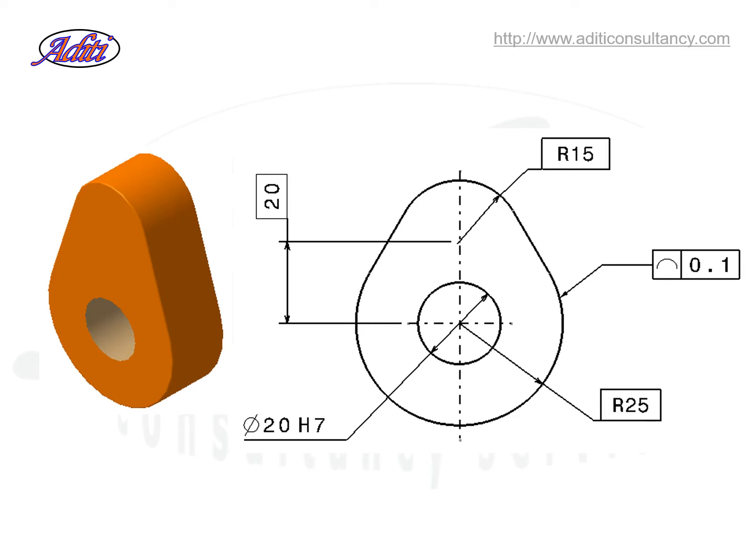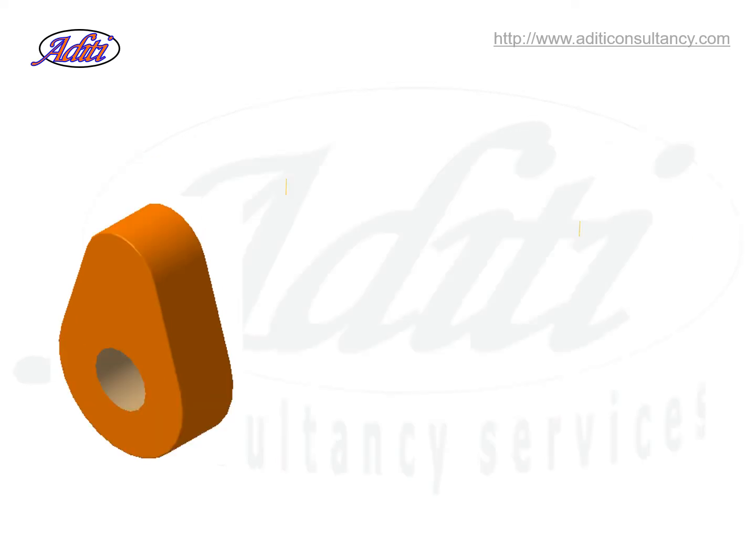The difference between this drawing and the previous case where the profile of a surface was applied is only the symbol. All other details are the same. Let's see what is the meaning of this profile of a line tolerance. Profile of a surface is a three-dimensional tolerance, whereas profile of a line is a two-dimensional tolerance.